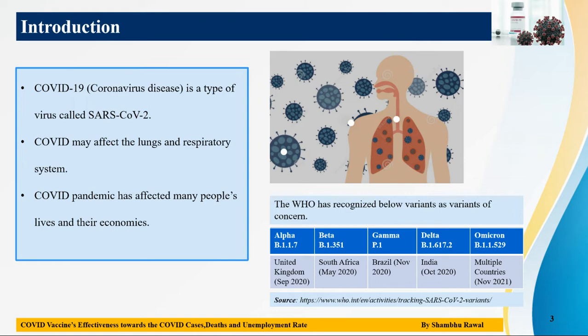The COVID-induced recession hit the world. People lost their lives and jobs. COVID affected every sector in the world. Different people may have different symptoms such as fever, chills, fatigue, headache, sore throat, coughs, etc. Mainly, COVID affects the lungs and respiratory system. The World Health Organization recognized five different COVID variants as variants of concern, which we can see in the slide.